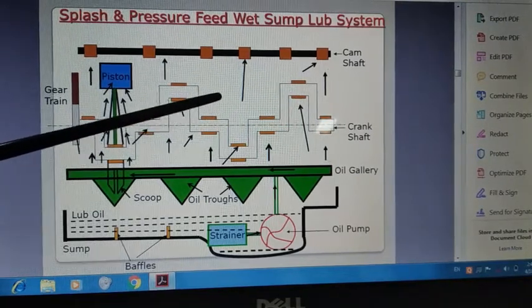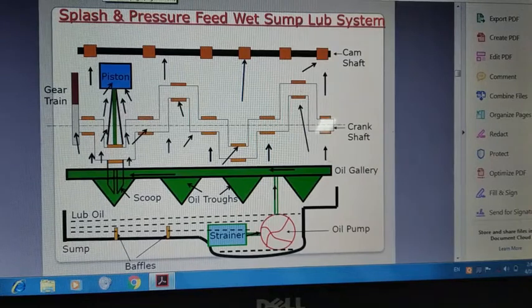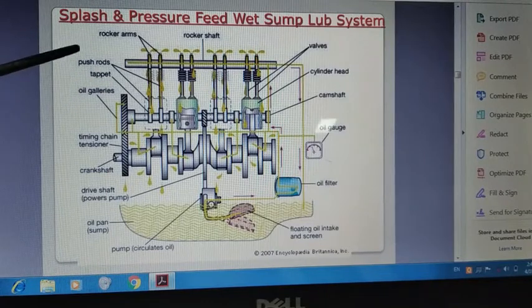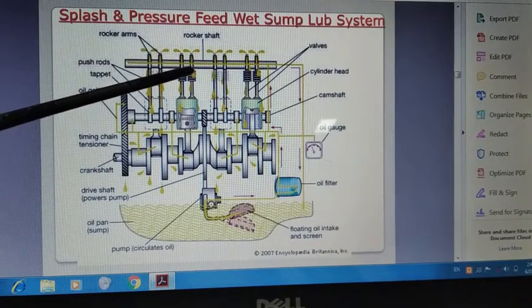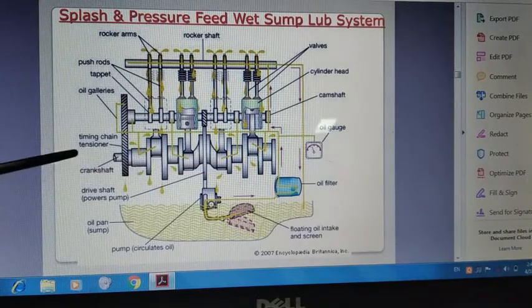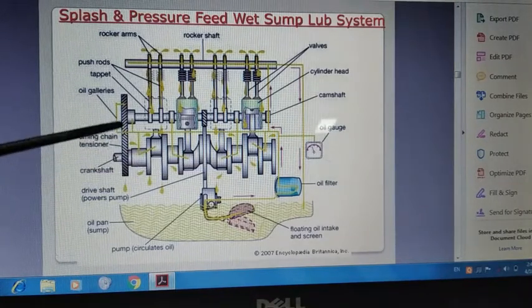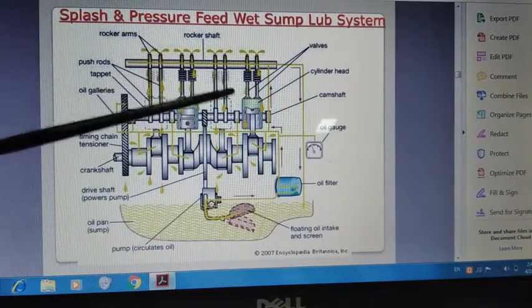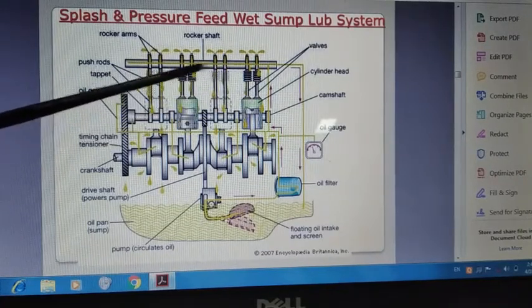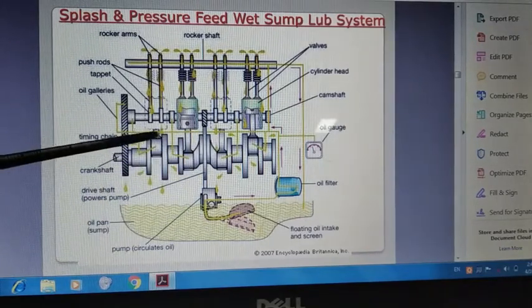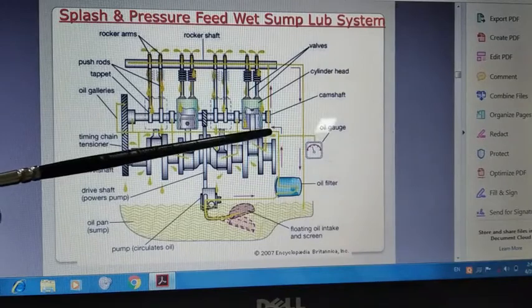Now let us see the next system of lubrication. This is another diagram showing the arrangement of splash and pressure feed wet sump lubrication. See the crankshaft. The timing gear will be lubricated. The rocker shaft and valves will be lubricated. Camshaft. Splashed oil will lubricate everything. These are the oil galleries shown.